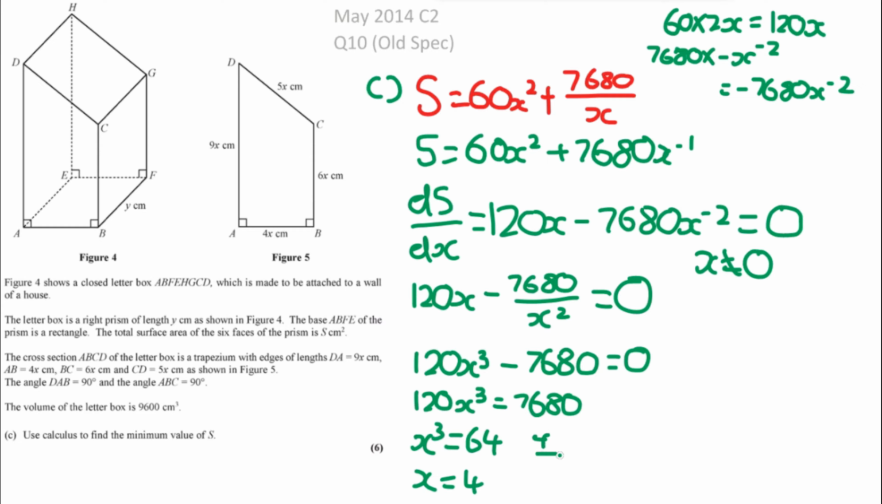It's not going to be plus or minus because that's only for even powers, so to the power of 2, to the power of 4, to the power of 6, etc. So x is equal to plus 4. So we know the x value for where the minimum value of s exists, so now we just need to find the actual minimum value of s.